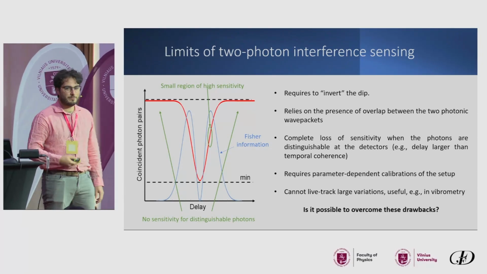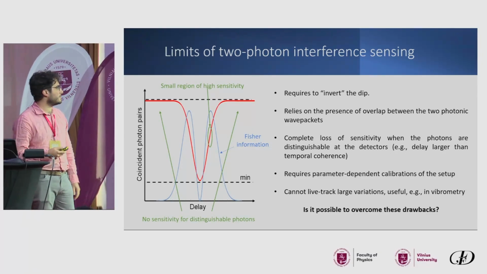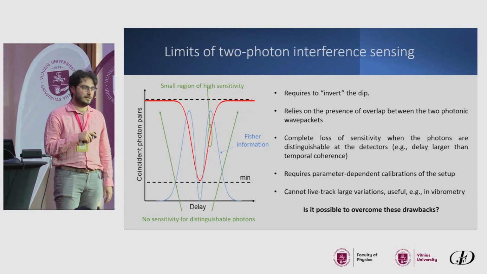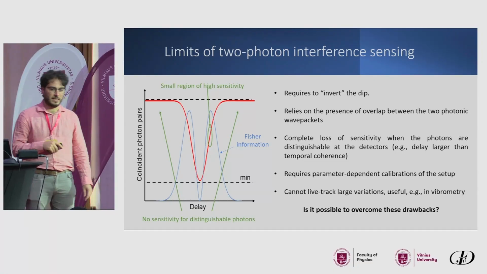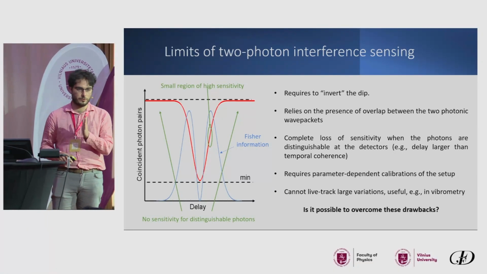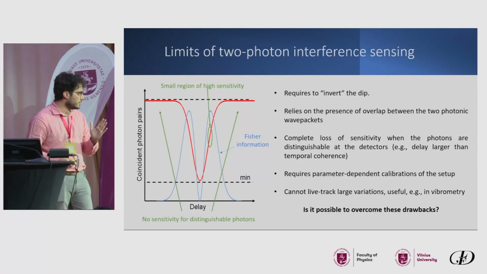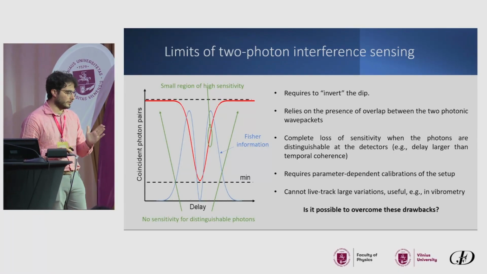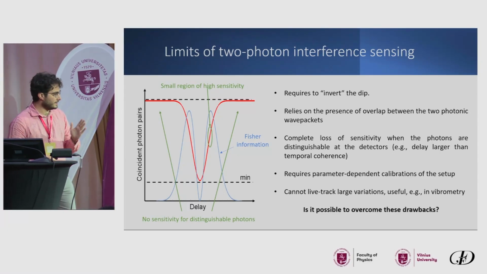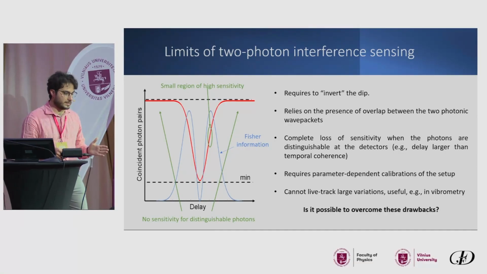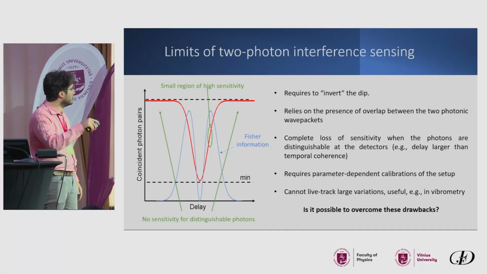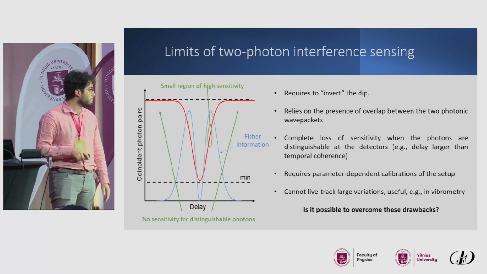This can be a problem sometimes, especially if you don't have time or resources to perform a parameter-dependent calibration of your setup, or for example if you want to live-track some changes of the value of the delay. In vibrometry, you want to track the changes of the delay, and these fluctuations are larger than the coherence time of the photon. So you are oscillating beyond this region there.